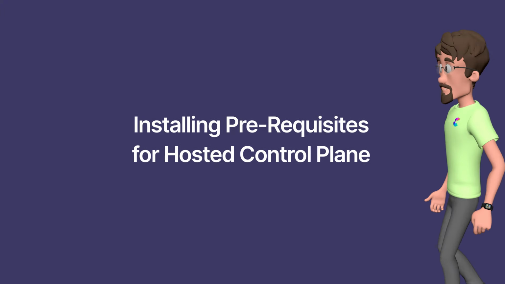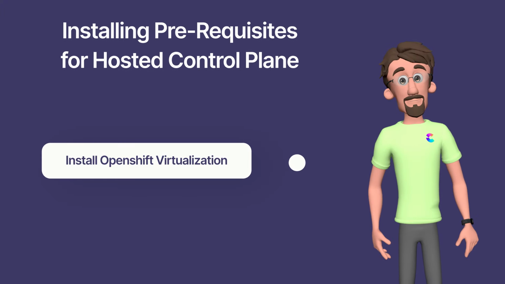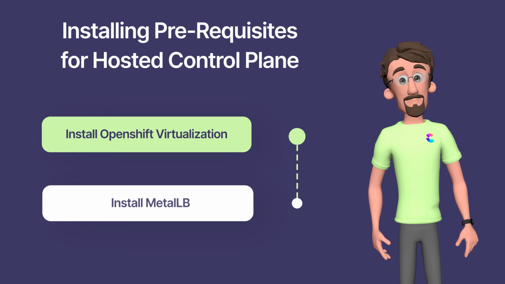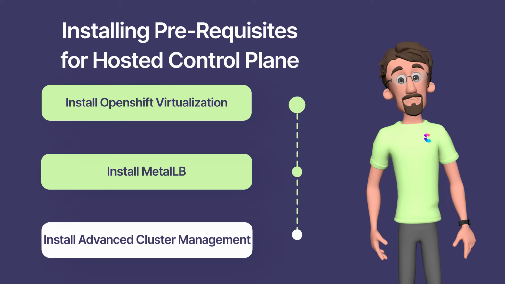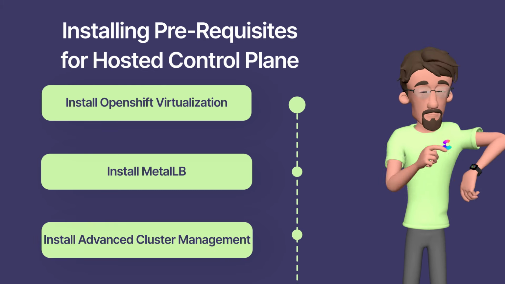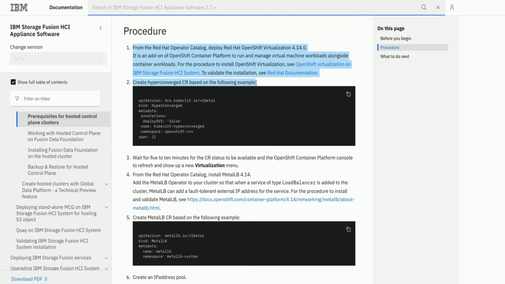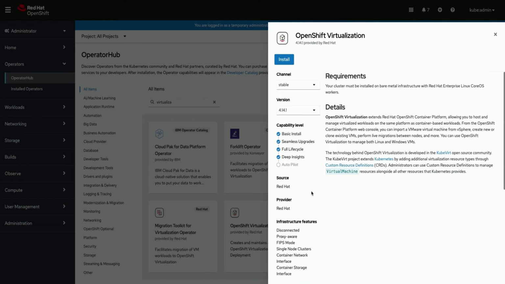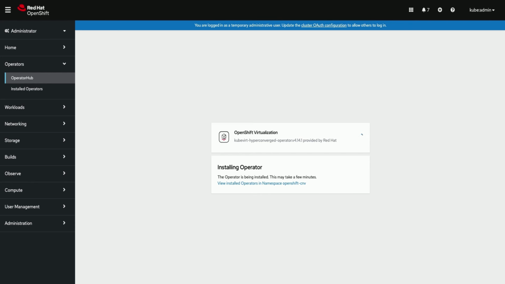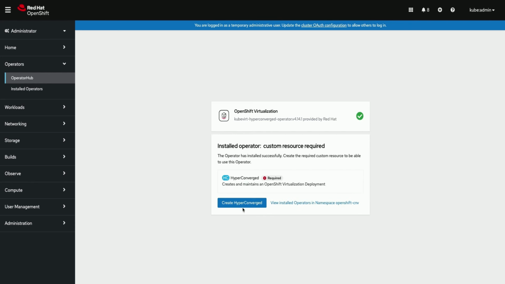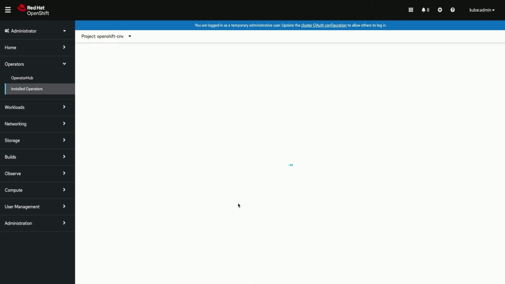We will now install all the prerequisites required for the hosted control plane: OpenShift virtualization, Metal LB, and advanced cluster management operators. Start with installing OpenShift virtualization operator. We will install it from the operator hub. Once operator install is complete, create hyperconverged instance.